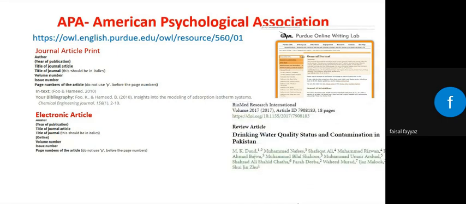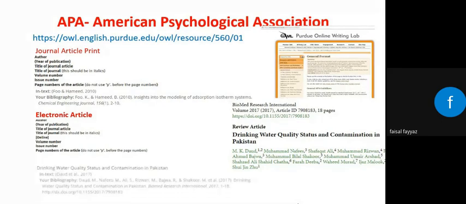So when we talk about a review article, I am putting an example here: drinking water quality status and contamination in Pakistan. Here different authors' names are listed, and at the top you are looking at BioMed Research International, then volume number, article ID, page number, and its web address is here. According to that, its authors have been mentioned underneath.